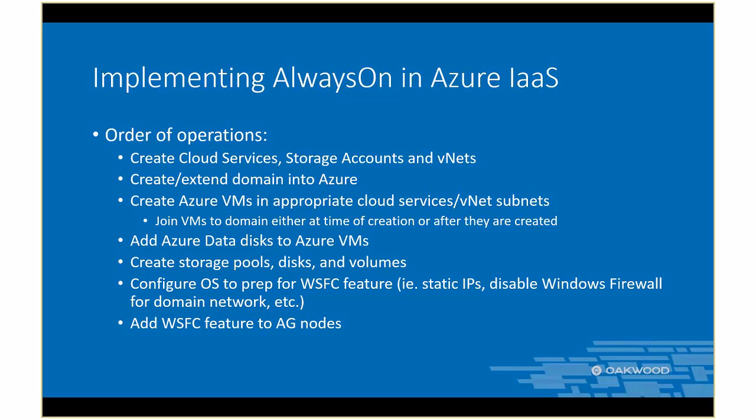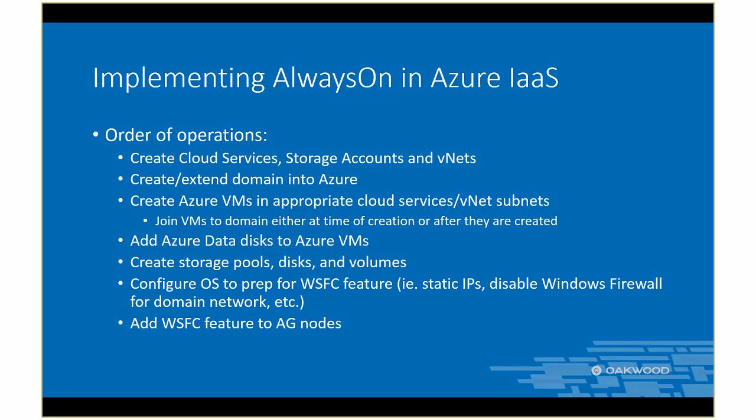So first thing you have to do is you have to create your cloud service, storage accounts, and your VNet. So the cloud service is really just a container for VMs. Each cloud service gets its own public IP address, and you can declare endpoints on your cloud service. Storage accounts are basically what's holding your data disks. So those actually have some restrictions around them.